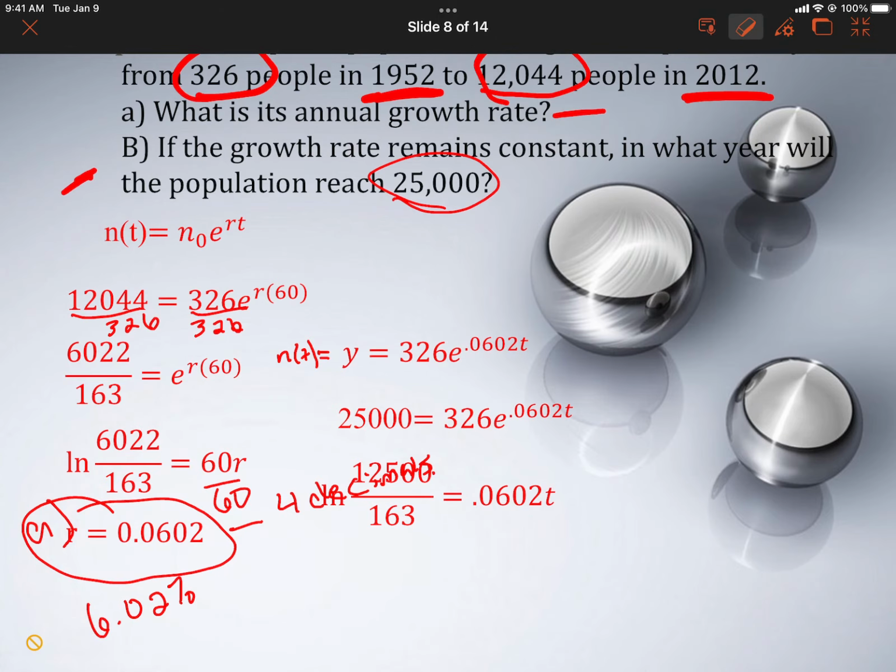Erase here so we have some room to work. So 25,000 equals 326 e to the 0.0602t. Divide by 326. So I reduced it already. And I already wrote it in log form. So take some time. Make sure you understand where we went right there. Then we need to divide by our 0.0602.